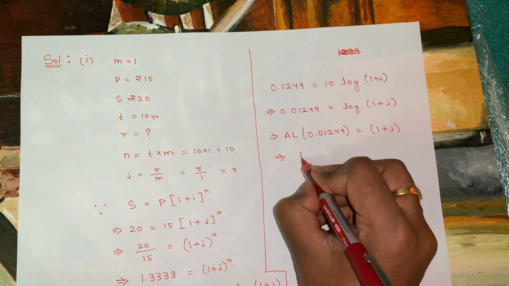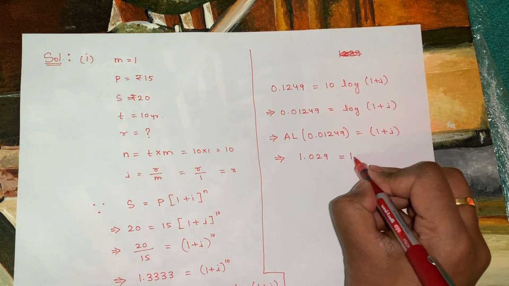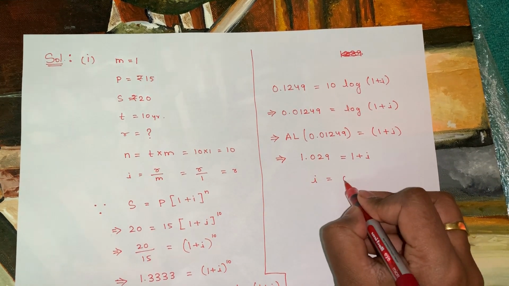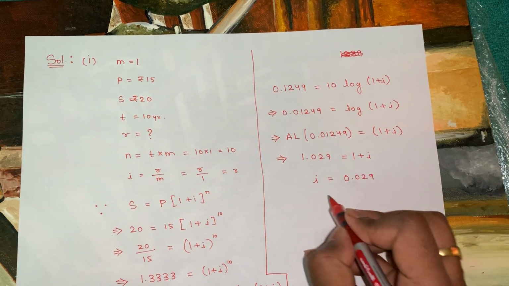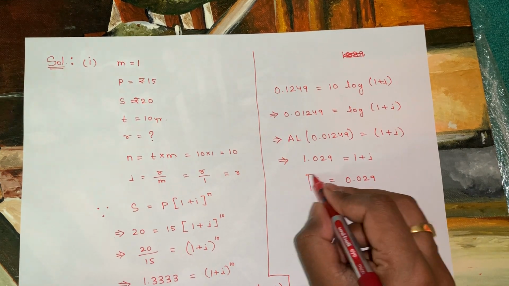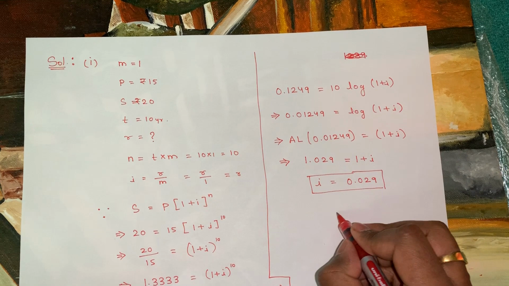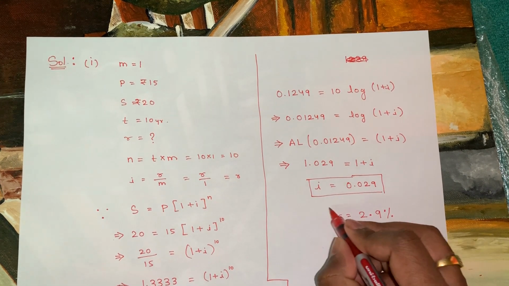So the obtained value of antilog 0.01249 was 1.029, which is equal to 1 plus i. Hence we get i is equal to 0.029. Hence the rate of interest is 2.9%.